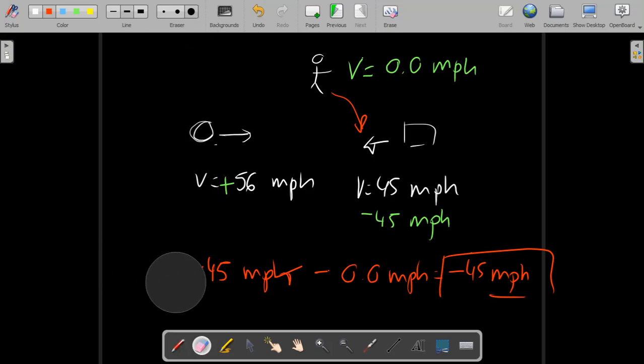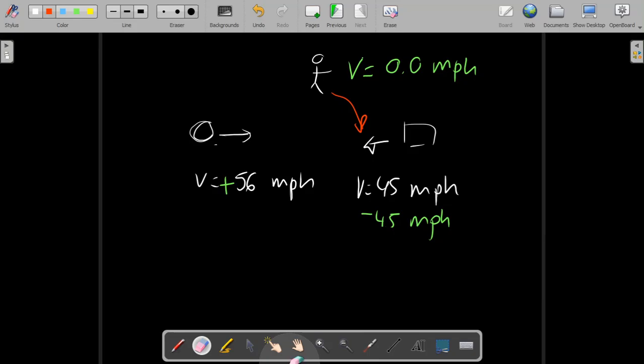Okay, we're getting there. Now, what is the next question? The next question says velocity of the truck from the car's perspective. So, right here, this is the observer now, and they want to know the truck. Okay, so we're doing the velocity of the truck from the car's perspective.